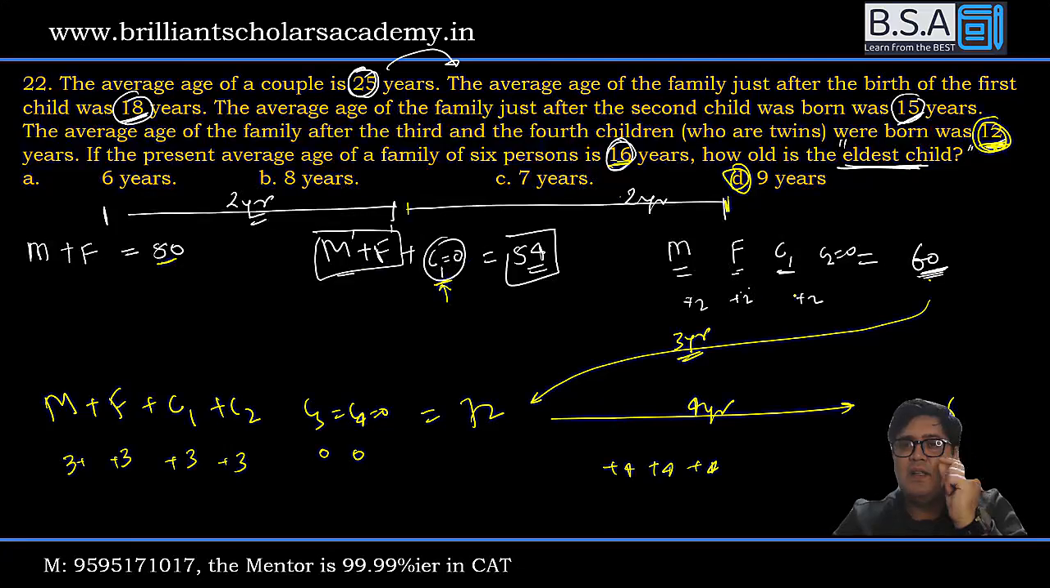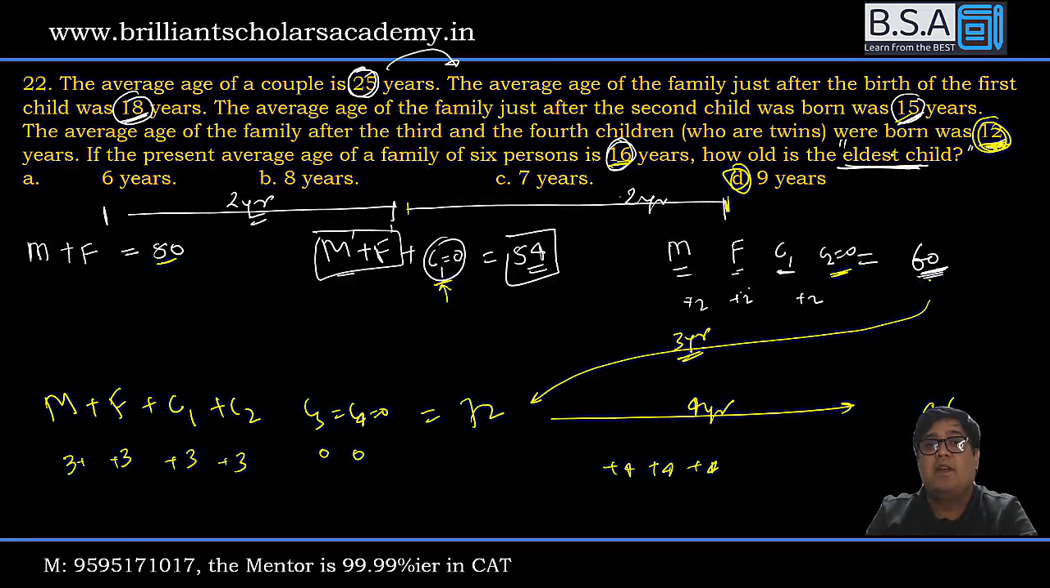Now, second child is born, तो member 4 हो गए. Members are 4. Average 15 है. Total will be 15 into 4, 60. So what is the growth? From 54 to 60, what is the growth? 6 years. अभी इसका तो खुद का एज 0 है ना, तो 6 years growth क्यों आया? Mother, father and child have gained 2 years.